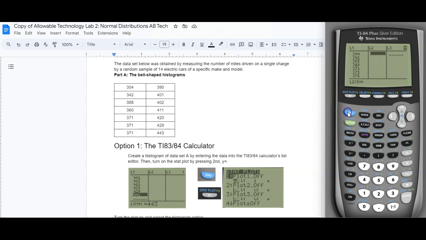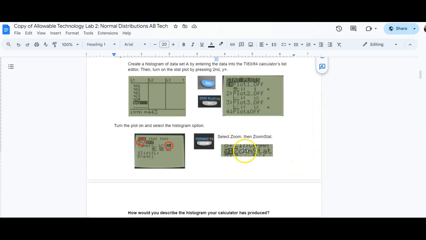So there's my second button, y equals, and I want to go in here and turn the stat plot on. So right now mine's already on. If you see off, so if it looks like this, off, you want to hit enter, select on, right, and then select the histogram. All right, all we're doing here is just selecting a histogram. So I want to go over here, hit enter if it's not already selected. List 1, frequency, right, and then you want to press, like it says here, zoom 9.